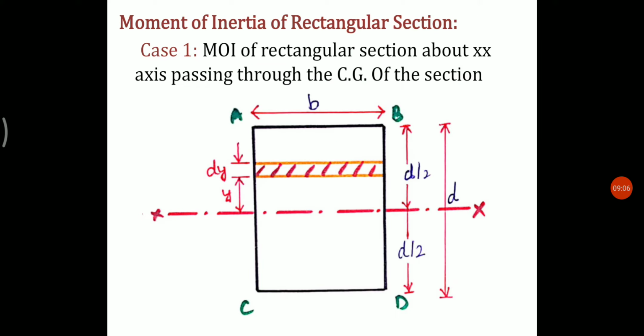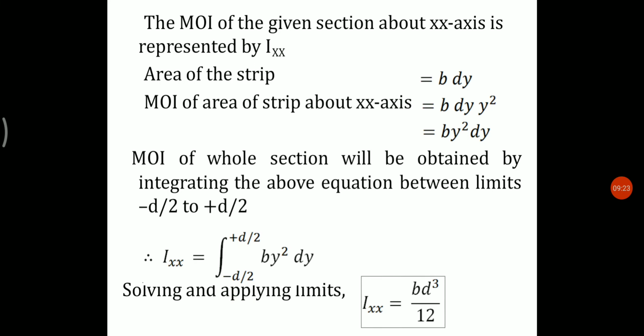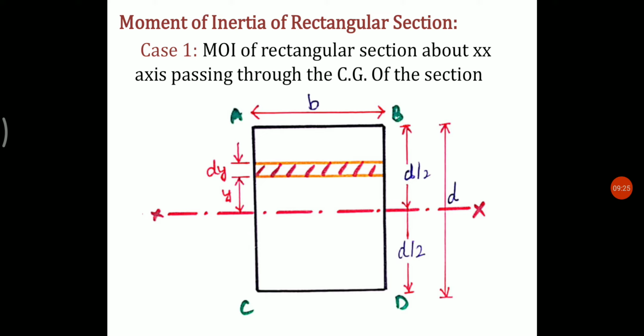Now we will understand how to determine the moment of inertia of a rectangular section. That is, in the first case, moment of inertia of rectangular section about xx axis passing through the CG of the section. Now this figure shows a rectangular section A, B, C and D having width equal to b and depth equal to d.